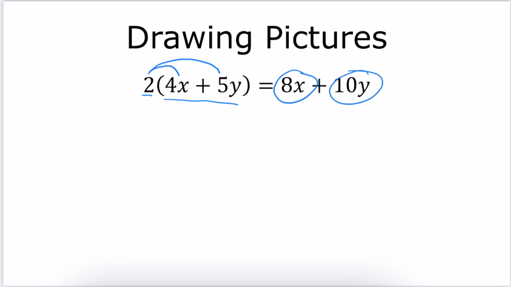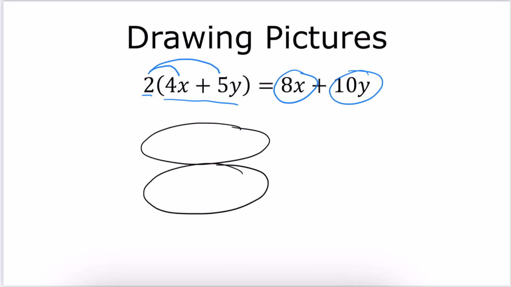The reason this works is that if I were to draw a picture of the expression 2 times (4x plus 5y), I would have two groups, and in each group I would have 4x's. So there are my 4x's in both of my two groups. Then I would have 5y's as well, and all of those are being added together. So that's a picture version of the left-hand side of the equation.